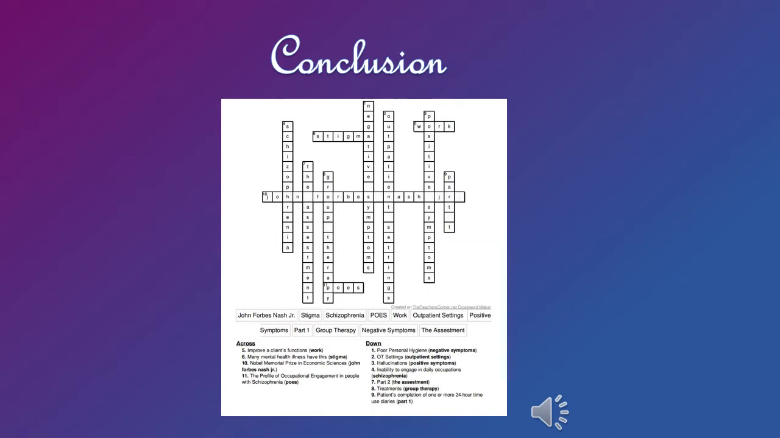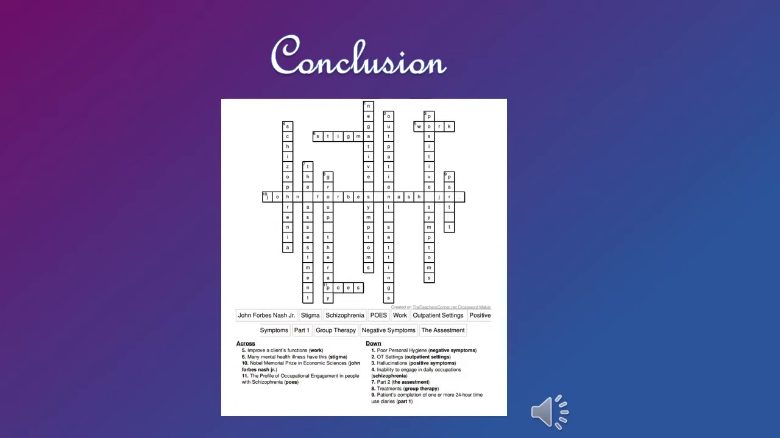Lastly, I would like to go over the answers to the crossword puzzle that I provided for you at the beginning of the presentation. So if you refer to the handout, the role of occupational therapy with schizophrenia crossword, your instructions indicated that you would be reading the clues and completing the crossword puzzle. So I'm going to go through the answers for 1 through 11. For number 1, the clue was poor personal hygiene, and the answer was negative symptoms. Number 2 was OT settings, and that answer was outpatient settings.